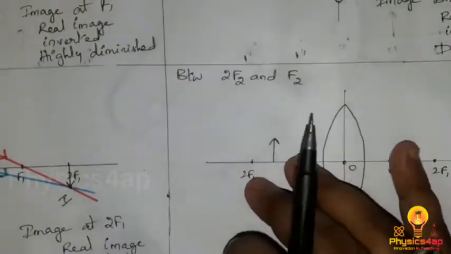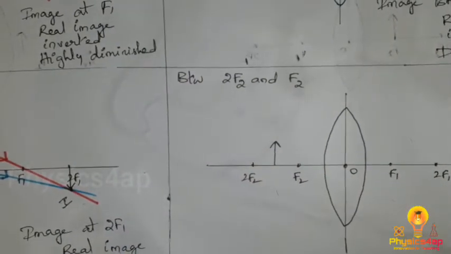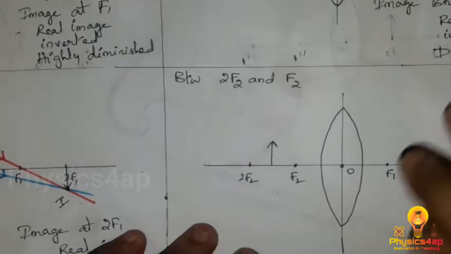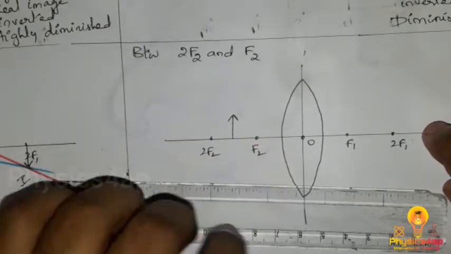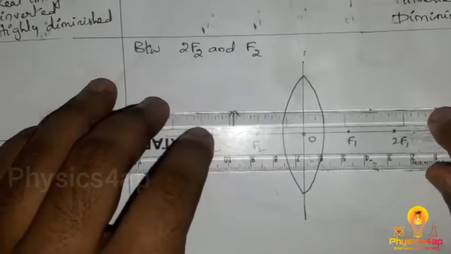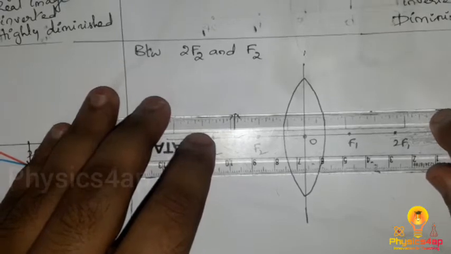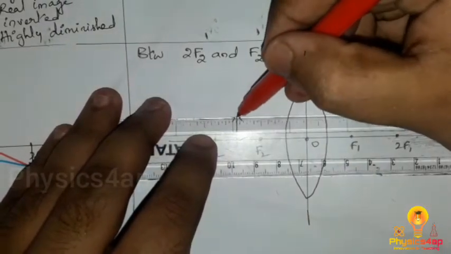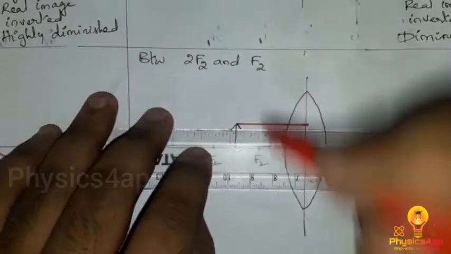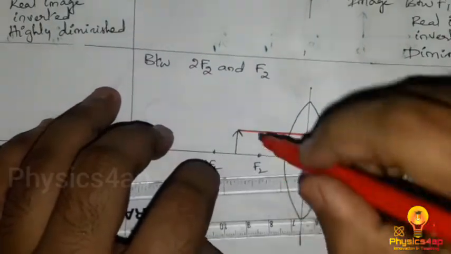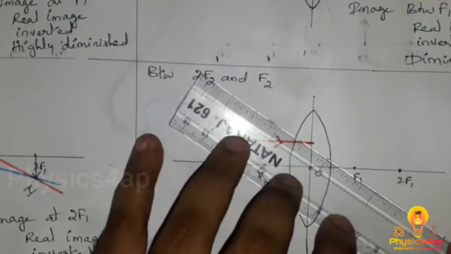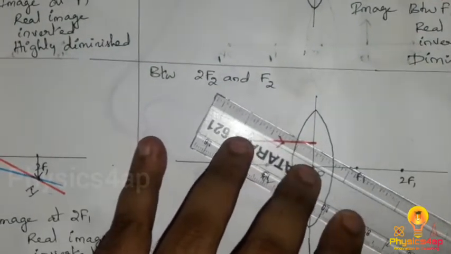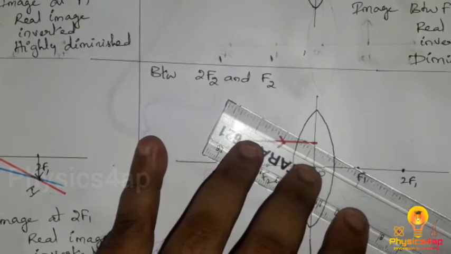And the next ray diagram is when the object is placed between 2f2 and f2. As usual, draw the two perpendicular lines and mention the points exactly, and let us draw the rays over here. The first ray passes parallel to the principal axis, and draw the arrow mark. Next is the ray which passes through the focus. So it should be passing through the focus over here.